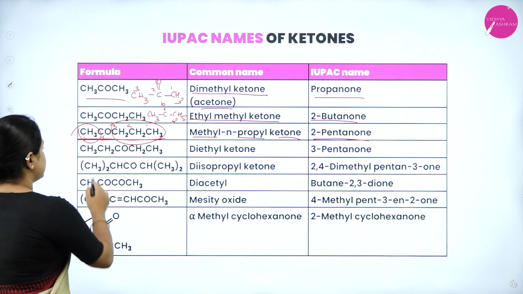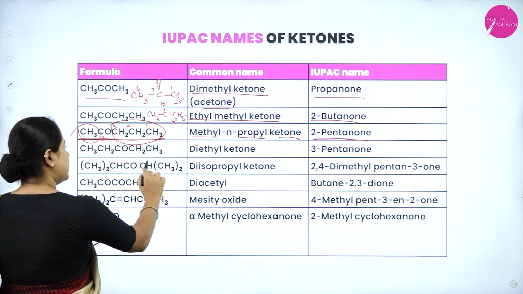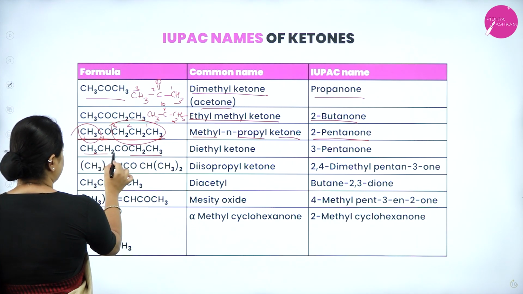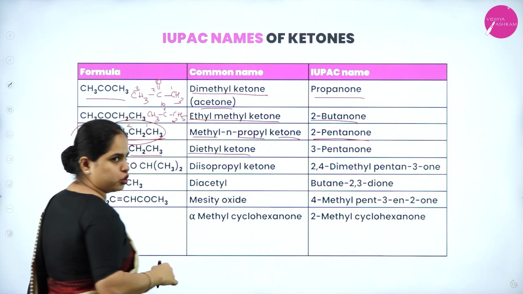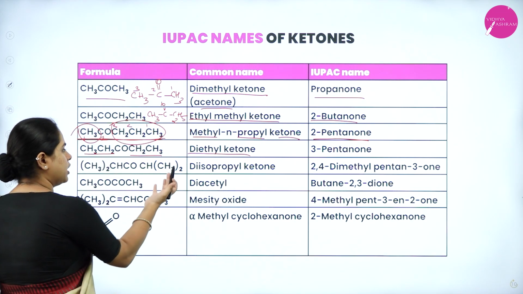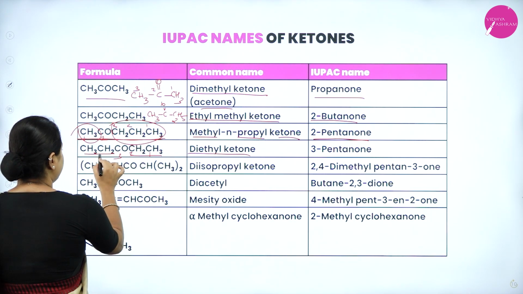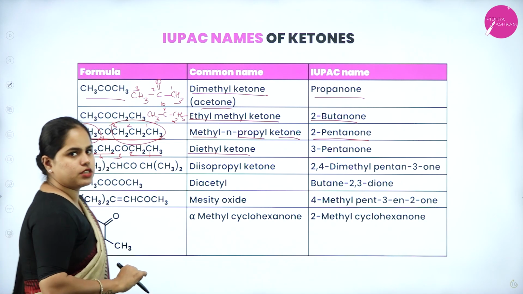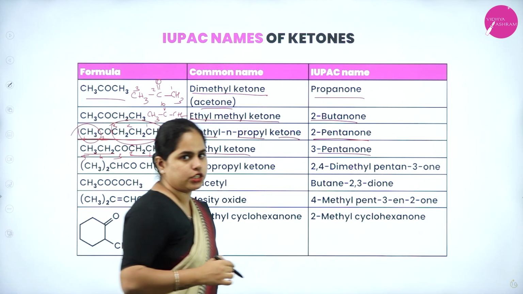Now moving on to the next one, CH3, CH2, CO, CH2, CH3. One ethyl group, another ethyl group. So this is diethyl ketone. What will be the IUPAC name? From either side you can number. So 1, 2, 3, 4, 5. On the third carbon atom is a functional group. So this is 3-pentanone. Clear?